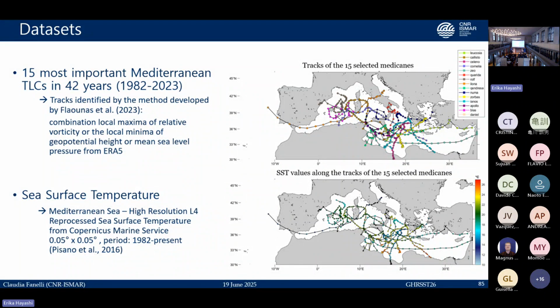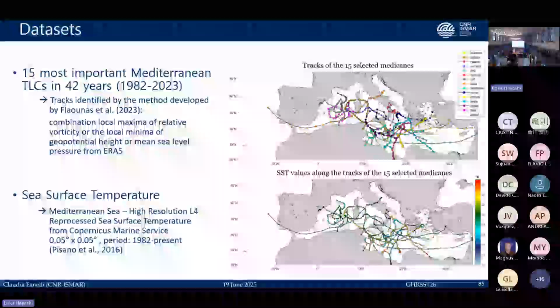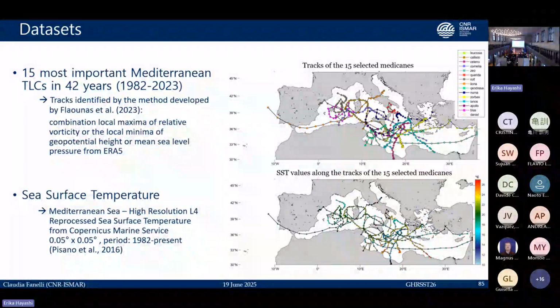which is available from 1982 to present at approximately 5 kilometer resolution, and which is also, as you probably know, homemade at CNR. This is a very good product for climate applications. We have a very long period and it is very stable.